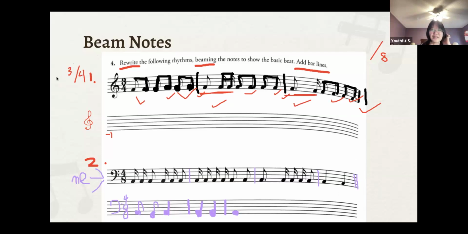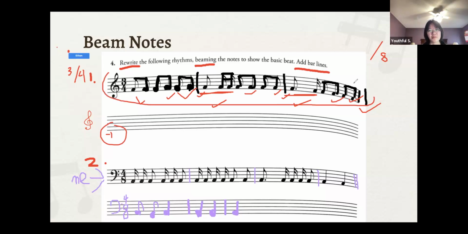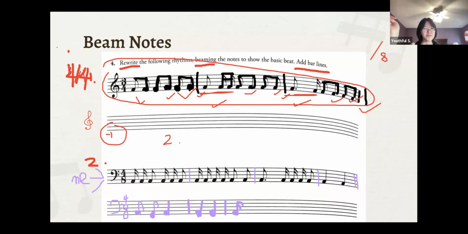Maybe I should make 2 marks for rewriting. But anyways, the not rewriting part is -1. So make sure you rewrite it. Like if you just did this on an actual paper, then probably... Okay, then I'll make rewriting 2 points since it shows how much effort you put into the problem. And then 1 mark for bar lines, 1 mark for beaming, 2 marks for rewriting.